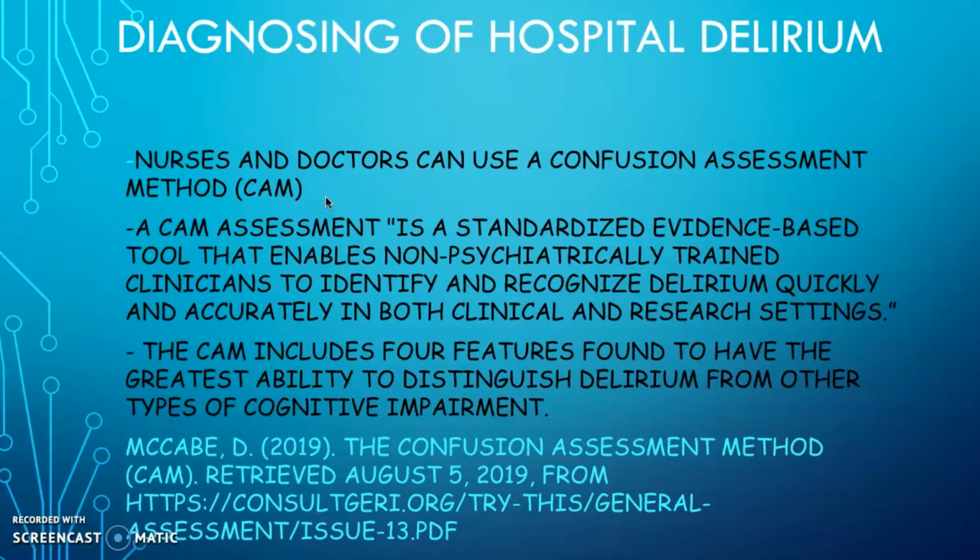A CAM includes 4 features found to have the greatest ability to distinguish delirium from other types of cognitive impairment, which includes your Alzheimer's, your dementia, because both of these sometimes get confused with each other if a CAM assessment is not completed at the beginning of a hospital stay.